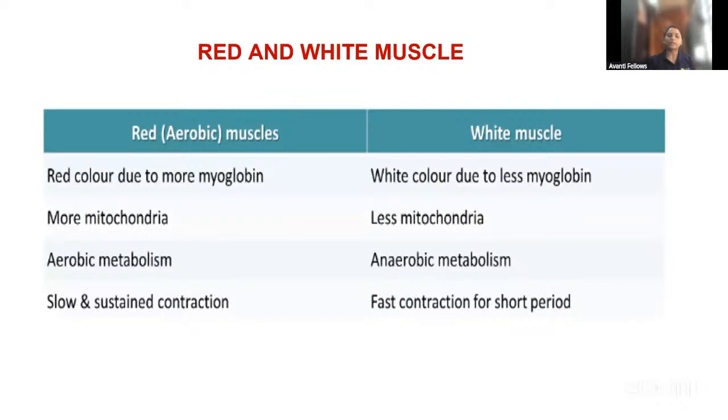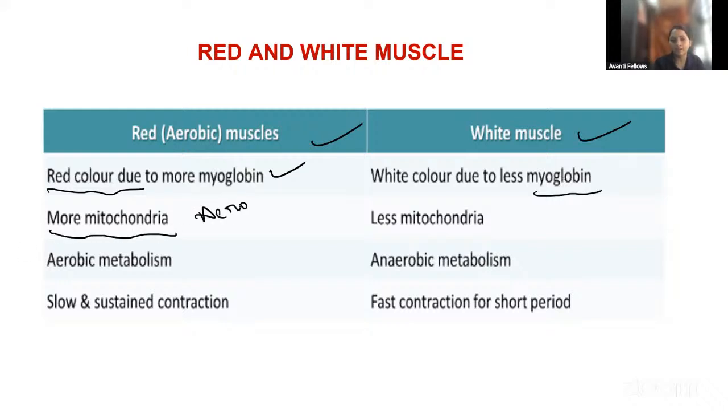Now let us go to the two types of muscle, guys. One is a red muscle, and another one is a white muscle. The red muscle color is due to the myoglobin, and in the red muscle there is more myoglobin, whereas in the white muscle there is less myoglobin. Coming to the red muscle, there is more aerobic respiration, so it contains more mitochondria. Here there is less mitochondria and less aerobic respiration.